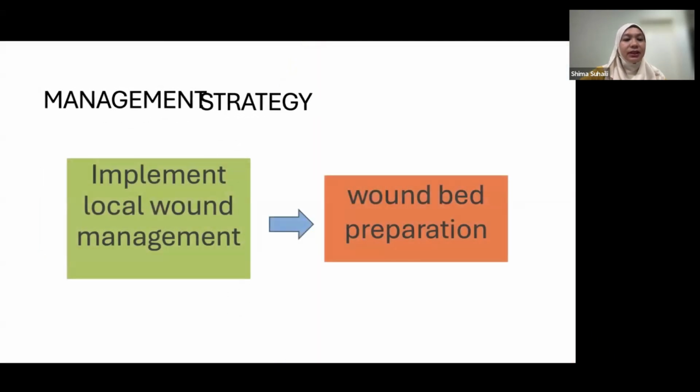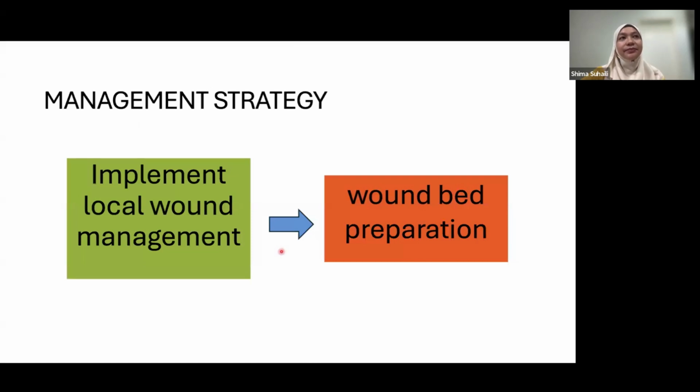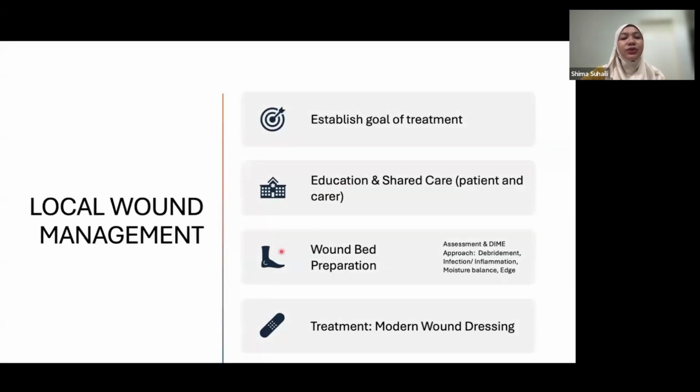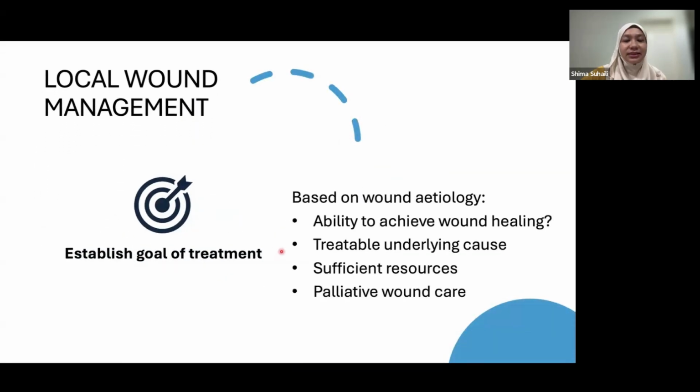Right. Okay. So our third step adalah to implement local wound management. At this step, dia punya aim ataupun objective adalah for wound bed preparation. Okay. Ada 4 steps of local wound management. Okay, yang pertama adalah from your history and assessment, you have to establish the goal of treatment. First, you have to question yourself, is this wound able to heal? Maksudnya, adakah luka tu possible untuk sembuh atau tidak?